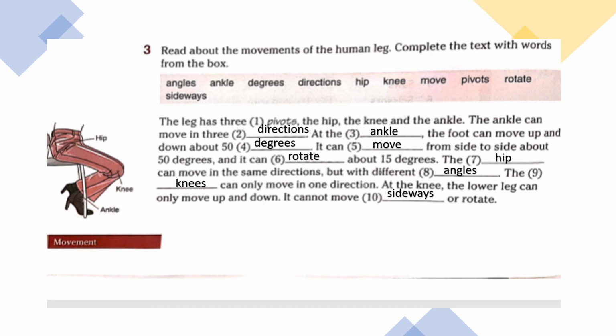Okay, we have achieved our objectives and goals for today. We listened for detail, we looked at how the remote control is used, and we described the movements of the human leg.